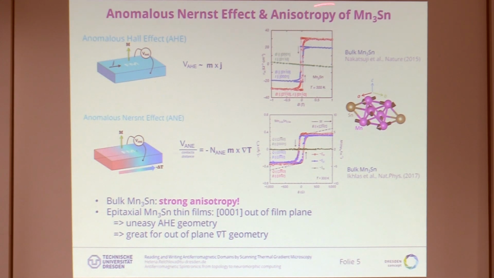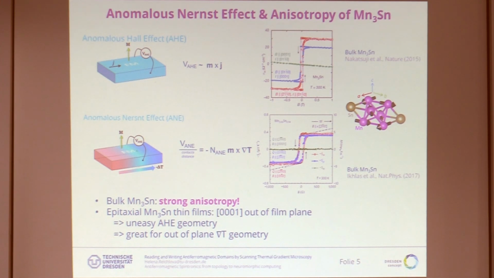And in this particular non-collinear antiferromagnet, in Mn3Sn, it has very prominent anisotropy. When the magnetic field is applied along A or B in plane, the signal is rather clear. When the magnetic field is applied along the C direction, then the signal is basically non-detectable. And then we thought that this is a perfect candidate for our experiments, and we prepared, together with our Dresden colleagues, these thin films.